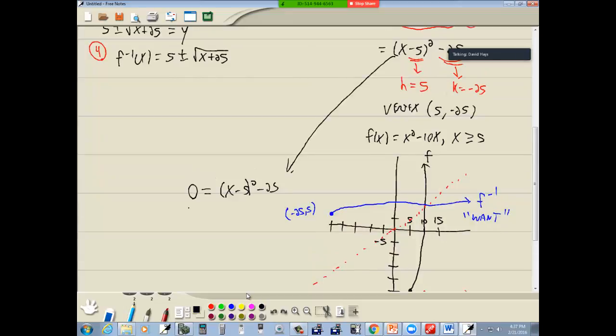What we got was this plus or minus. Well, think about what my y values are equal to here. The lowest is 5. And then it's slowly going up forever. There's no way I'm going to have 5 minus something. So to make this one 1-to-1, we simply drop the minus version, the negative version. It's never going to go down. It's always going to go up.